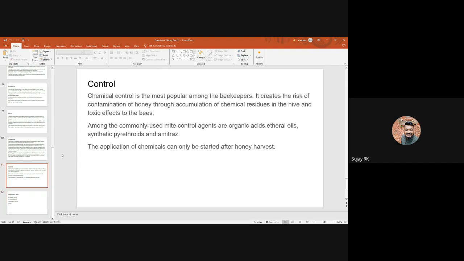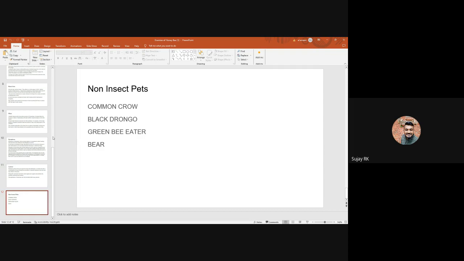Next one. Other non-insect pests are birds like the common crow, drongo, or green bee eater, and the bear. These are some of the non-insect pests for honeybees. It is very difficult to control these, but compared to wasps, mites, and ants, the damage to the beehives or colonies is comparatively lesser with non-insect pests.